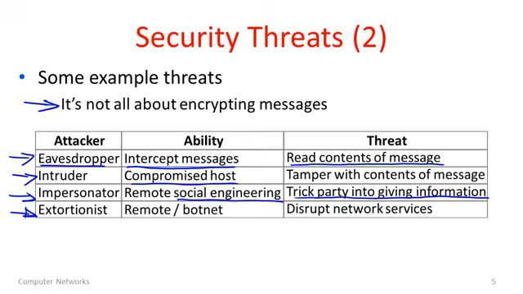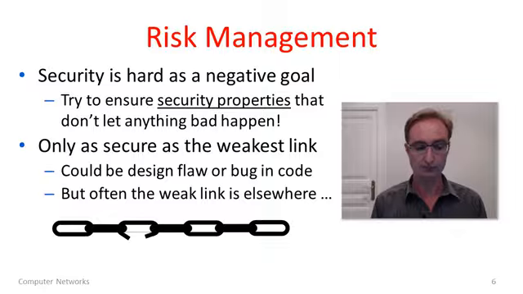The threat here is one of availability. The threat is about disrupting the network services. Who might do that? Well, an extortionist. Someone who had a botnet or many remote machines which could somehow jam up the network by sending a lot of traffic, for instance. This is also a kind of security. It's a very different threat than encrypting messages for secrecy.